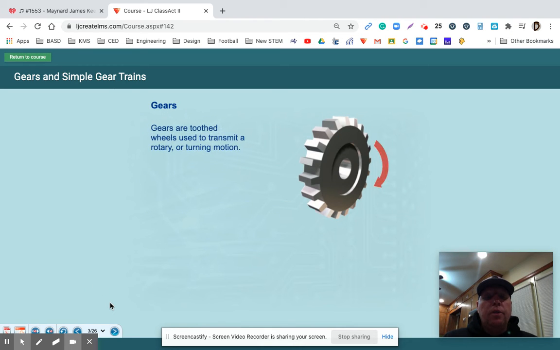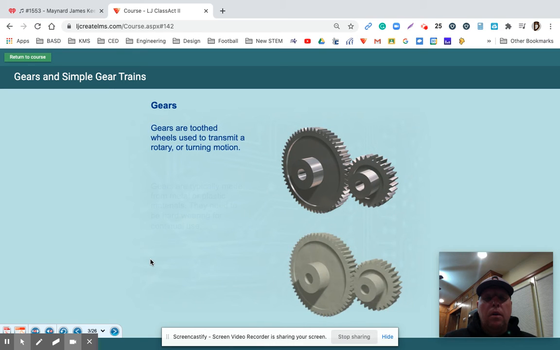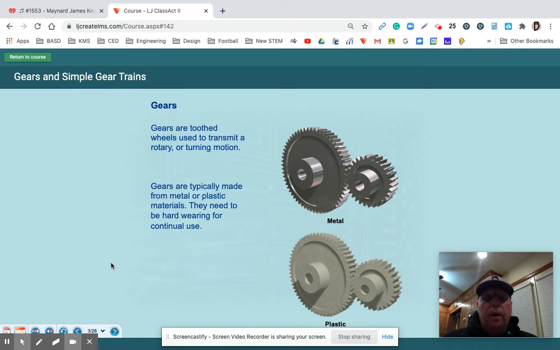Gears are toothed wheels used to transmit a rotary or turning motion. So it goes in a clockwise motion. Obviously, it can go in a counterclockwise motion as well. Gears are typically made of metal or plastic materials. They need to be hard wearing for continual use. So even if they are made of plastic, it's a hard plastic because these gears are getting ground upon.